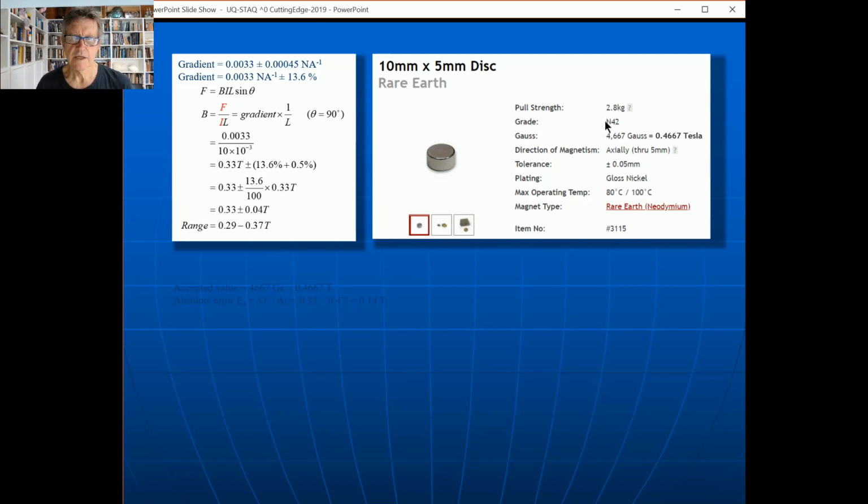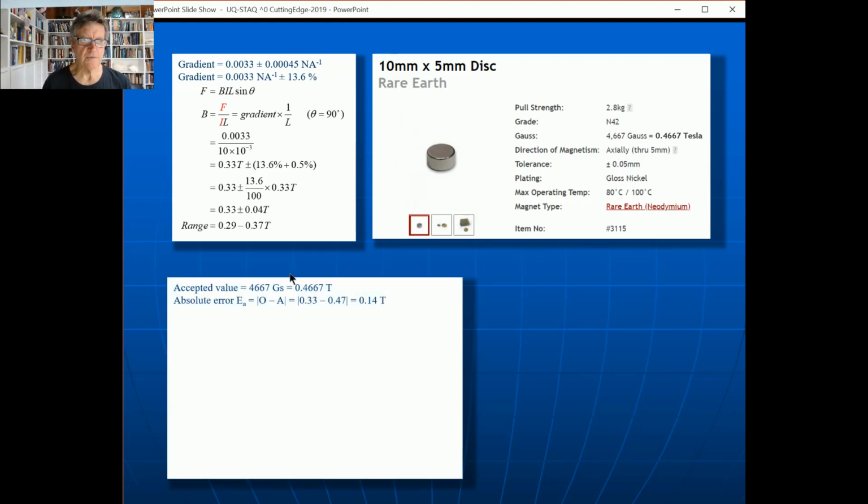Now, if you look, they're quoted as being 4,667 Gauss, which is about 0.47 Tesla. And I was getting about 0.3 Tesla. So it's in the same sort of order of magnitude, but a little bit out, possibly because of the magnetic field extending over the edge. It could be a whole lot of reasons. And let's move on. So let's assume 0.466 is the accepted value.